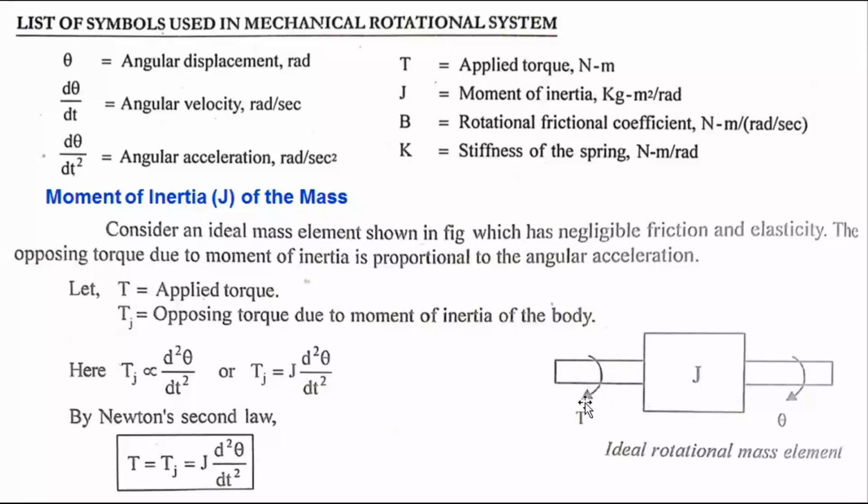Here the applied force is the torque, a twisting force, so that the mass element rotates through some angle theta, that is directly proportional to angular acceleration, d square theta divided by dt square. The opposite force acting on this mass element is equal to J into d square theta divided by dt square. According to Newton's second law, applied torque is equal to opposite torque, that is equal to J into d square theta divided by dt square. Compared to the previous mass element formula, m is replaced by J, and x is replaced by theta. That is the difference.